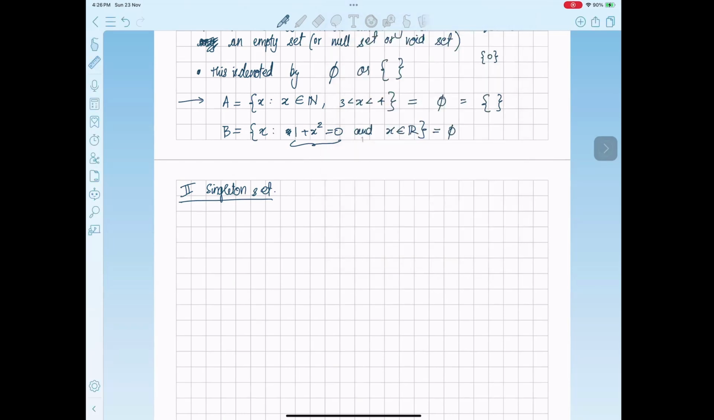Okay. A singleton set. A set which has only one element is called a singleton set.